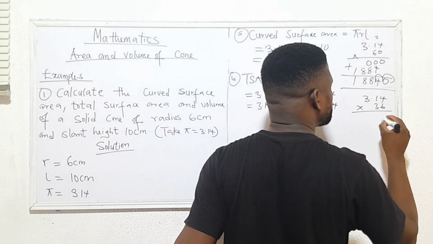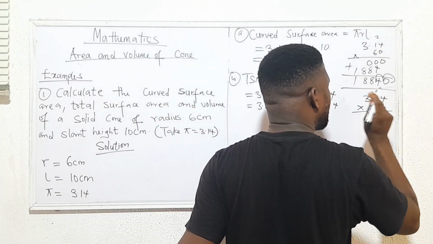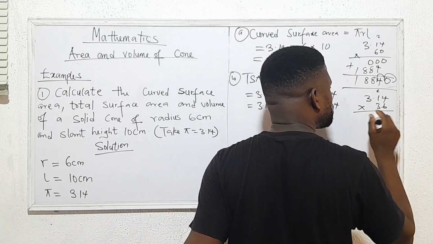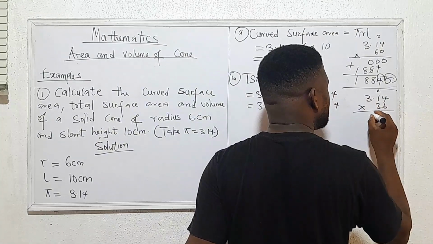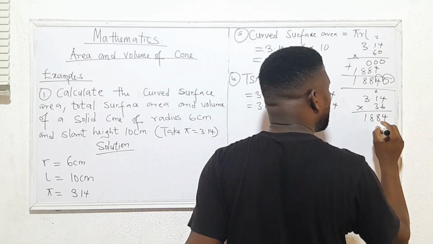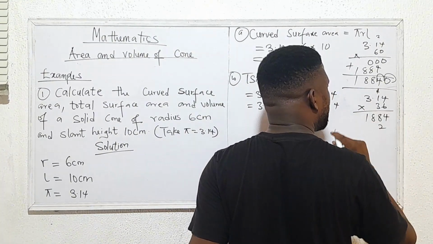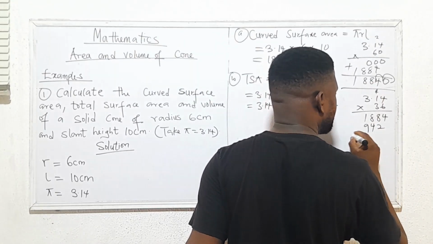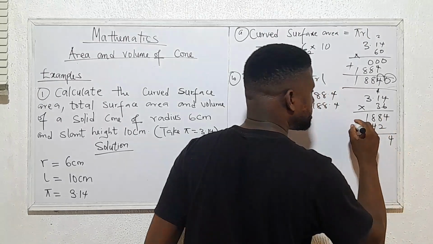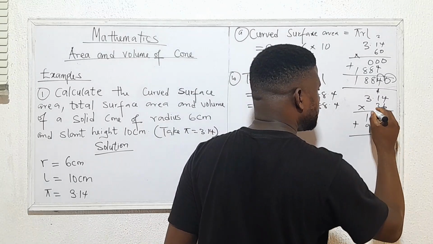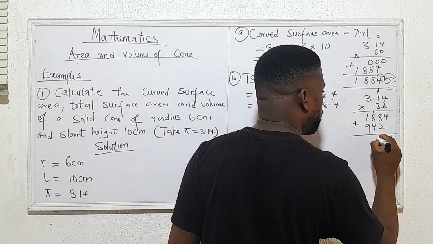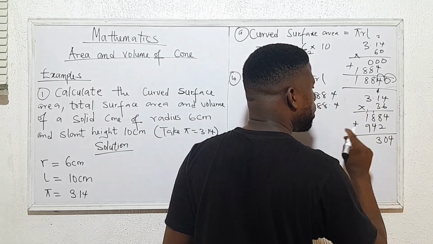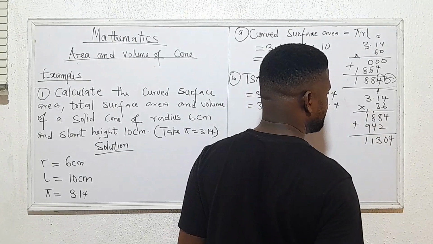6 times 4 is 24. And we have 2. 6 times 1 is 6, plus 2, we have 8. 6 times 3 is 18. 3 times 4, 12. We have 2 carry 1. 3 times 1, 3 plus 1, 4. Then 3 times 3 is 9. So we have 4. 8 plus 2 is 10. 1 plus 8, 9. 9 plus 4 is 13. 1 plus 1, 2. 2 plus 9 is 11.